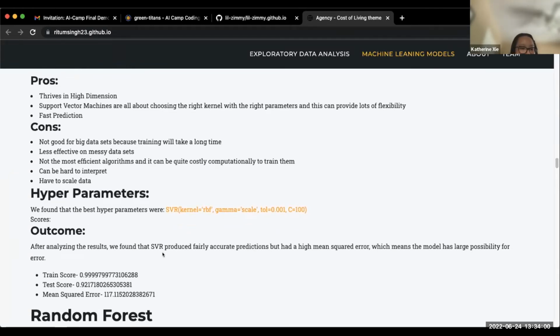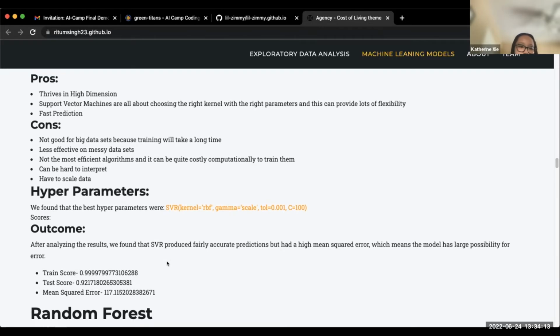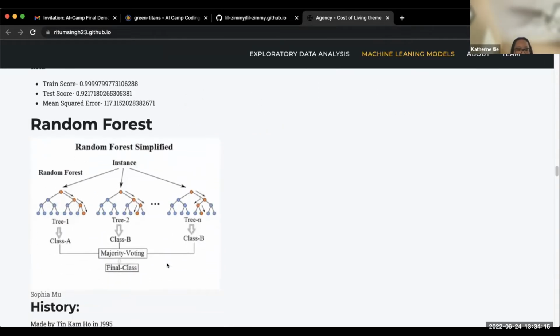And the outcome: the train score was 99% accurate. The test score was 92% accurate. However, the mean squared error was really high. It was over 100, so we're not moving forward with SVR. Now passing it on to Sophia.